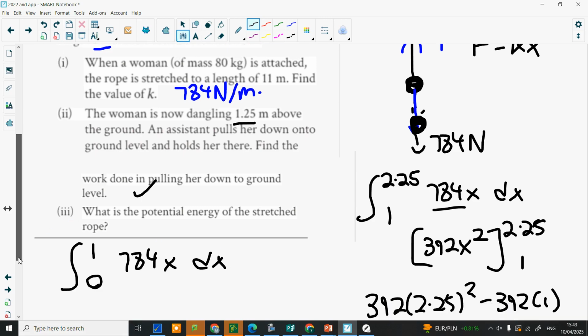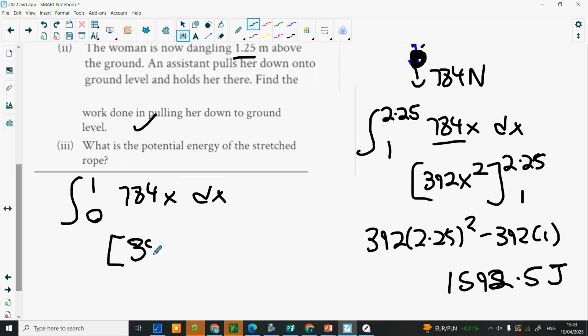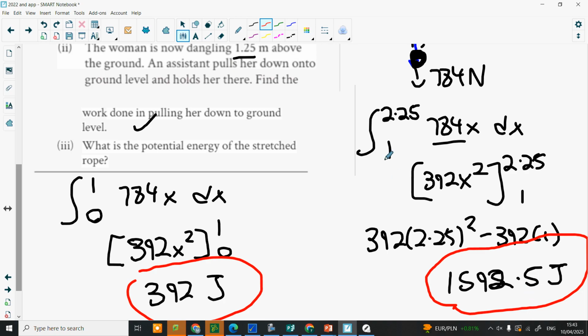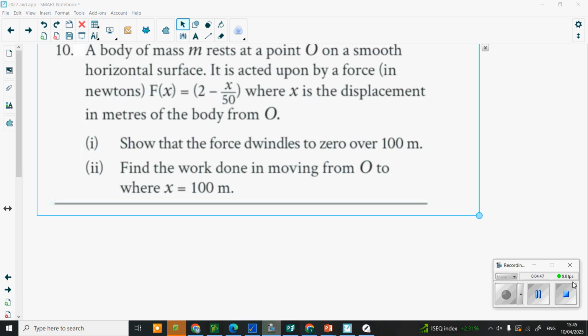And then that would be 392x squared from 0 to 1. And that would be 392 joules. So that's 392 joules to do the original 1 meter extension, and 1,592.5 joules to do the extension from 1 to 2.25. Add them up together, and we should get a value of 1,984.5 joules. All right, 5 minutes to get this finished.